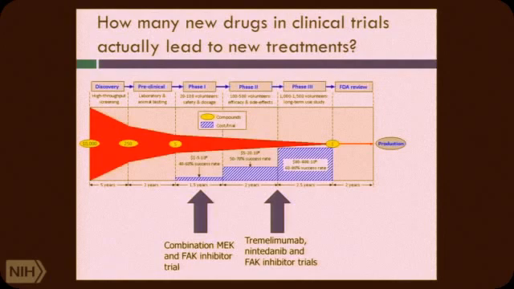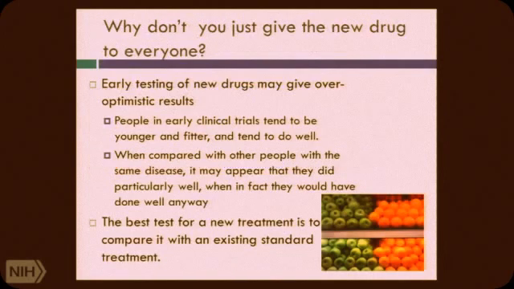How many new drugs in clinical trials actually lead to new treatments? Well, there is a bit of a funnel here. We've got discovery for agents that might look good in the laboratory and animal testing, then going through to phase 1, which is the first point at which human volunteers might be involved. Even those drugs that make it through to phase 1 and then phase 2, often testing in more specific tumour types, a smaller number will make it through to routine clinical care.